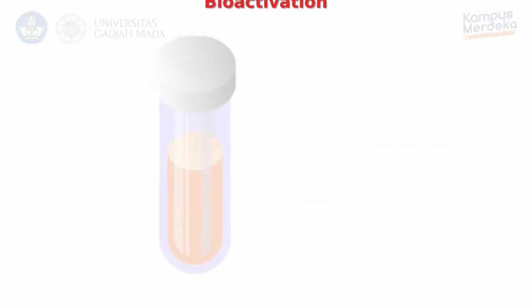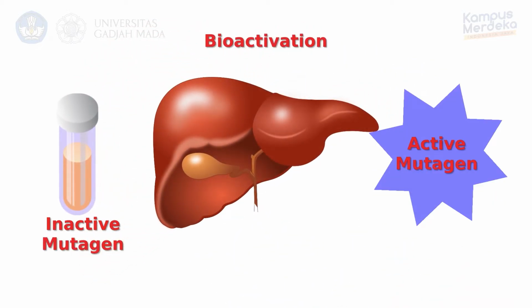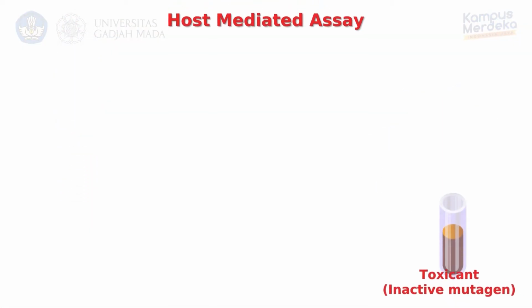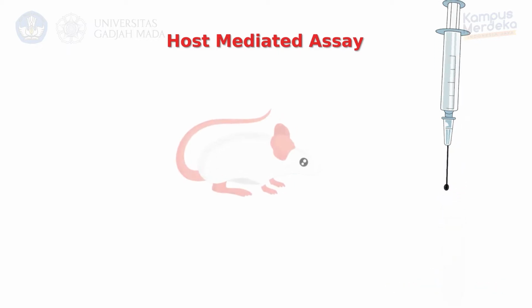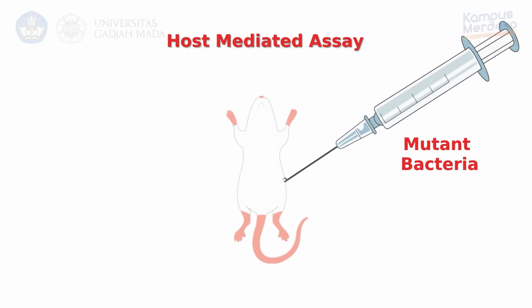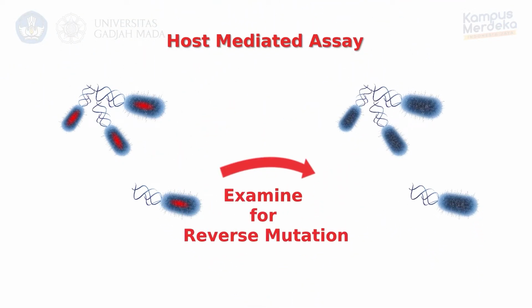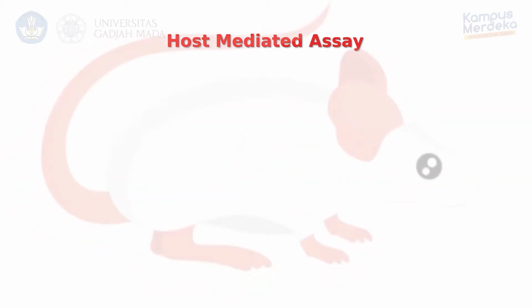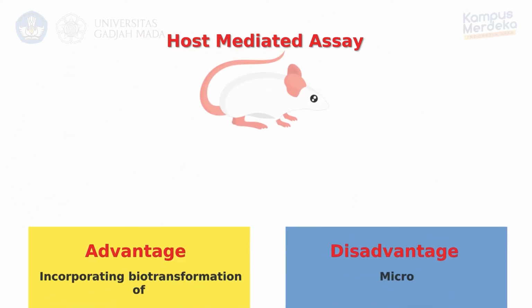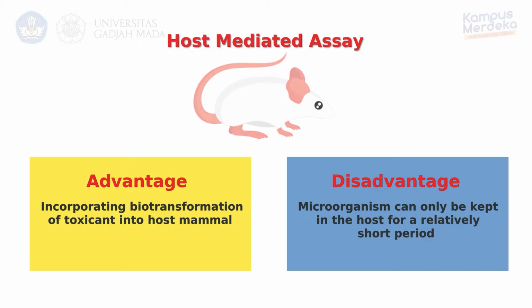Some mutagens are inactive before bioactivation, which usually occurs in the liver. To examine this, the mutagen is injected into the host, usually prior to the introduction of the microorganisms. After a few hours elapse, the host is sacrificed. The microorganisms are then examined for manifestation of mutation. These assays have the advantage of incorporating the biotransformation of the toxicant in the host mammals, but at the same time have the drawback that the microorganisms can only be kept in the host in a relatively short period.